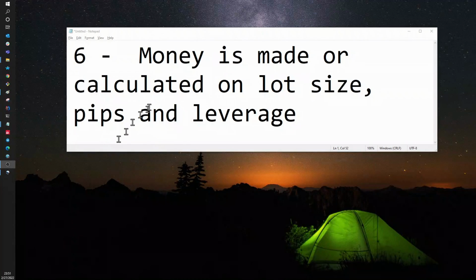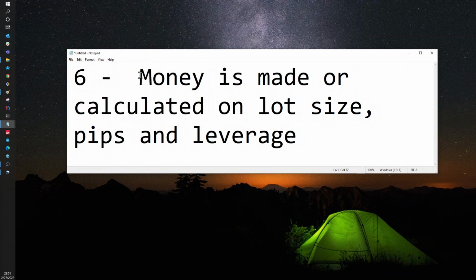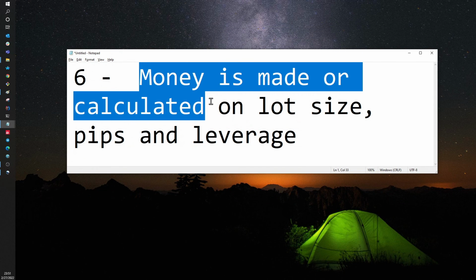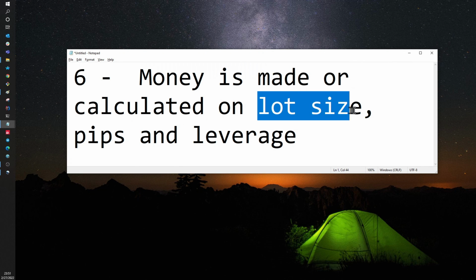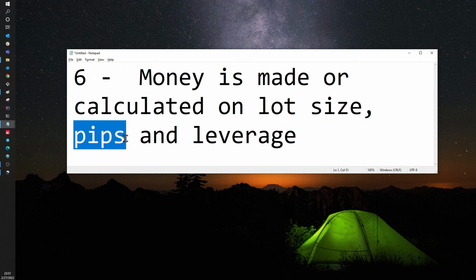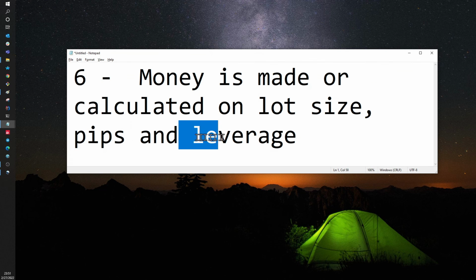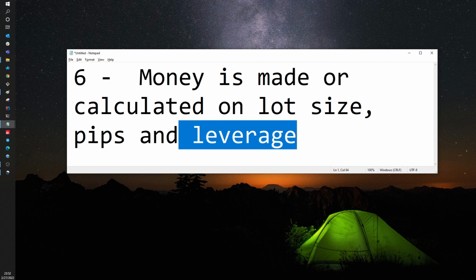And our last topic is that money is made or calculated by taking into account the lot size. Remember the micro, mini, and standard lot sizes. The pips moved in the exchange rate: how many pips did it go up and down? And the leverage. We haven't talked about leverage yet. We'll get to that in another video.